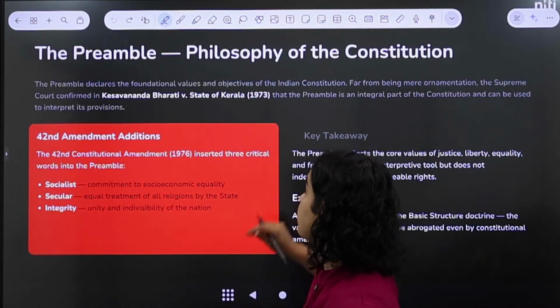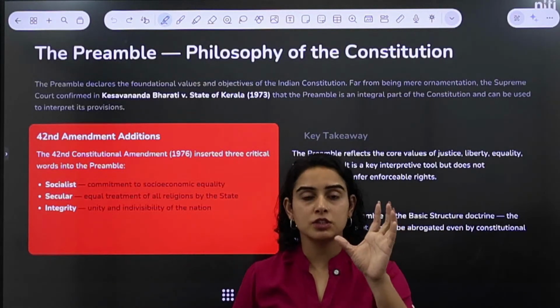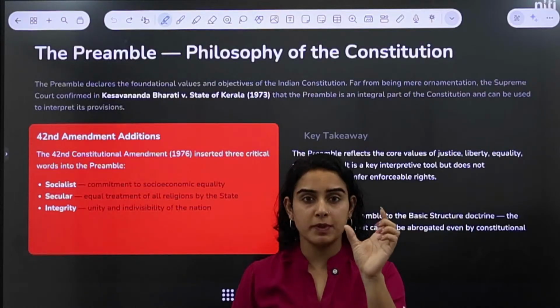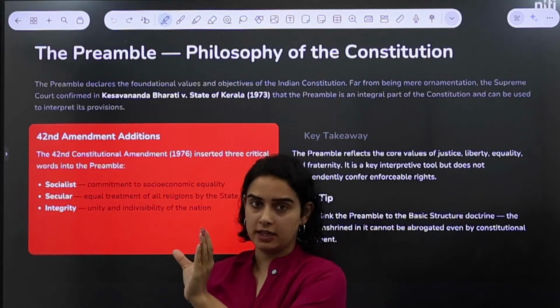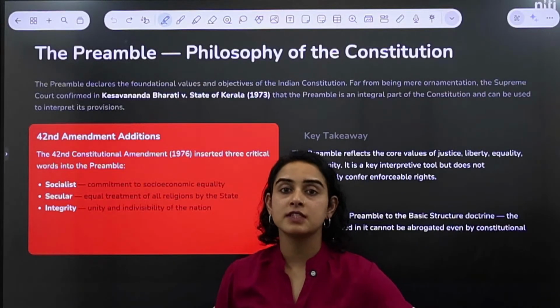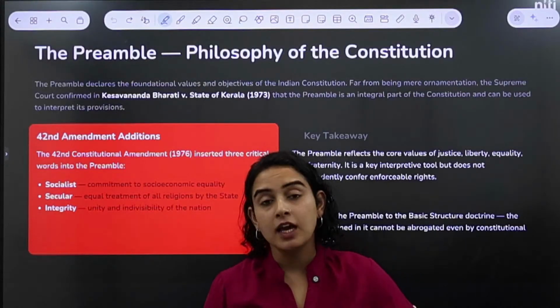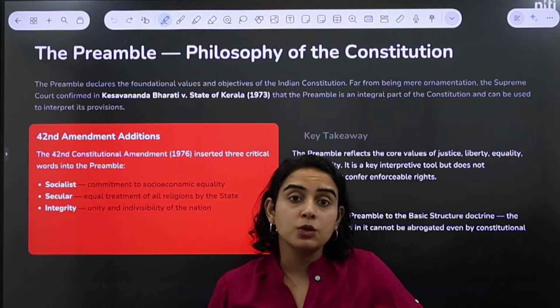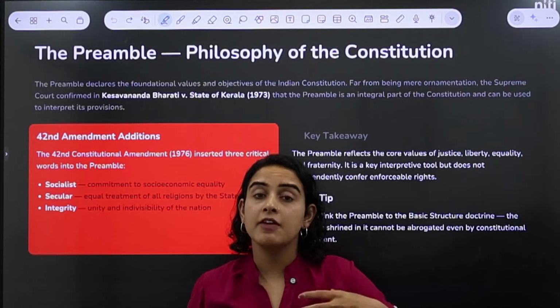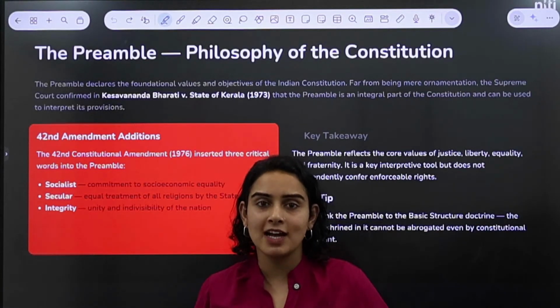If you have read the preamble, you will see that the opening words of the preamble are "We the people of India," and the closing words are "Give ourselves this constitution." One very important takeaway from this is that the constitution is something which the citizens of India have given to themselves. We, the people of India, have given ourselves this constitution.